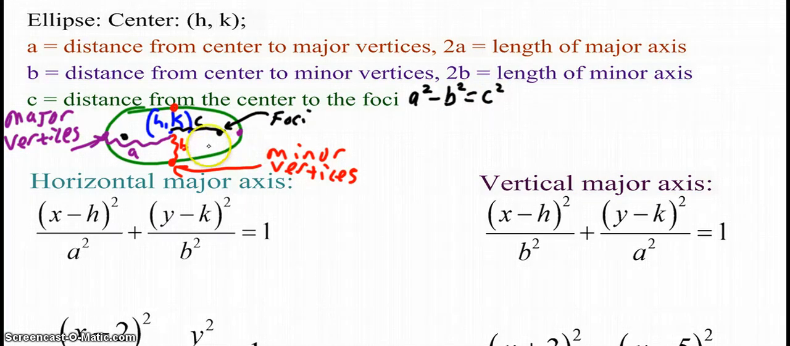You could prove this to yourself by drawing right triangles and fun things like that, but for now you could just take my word that for an ellipse only, the relationship between a, b, and c is a squared minus b squared is c squared.